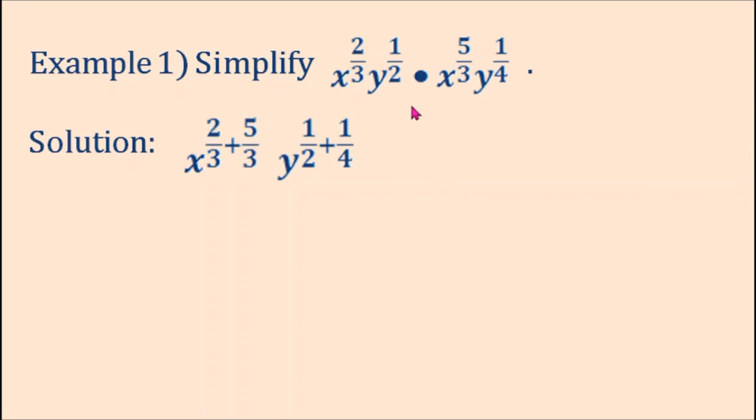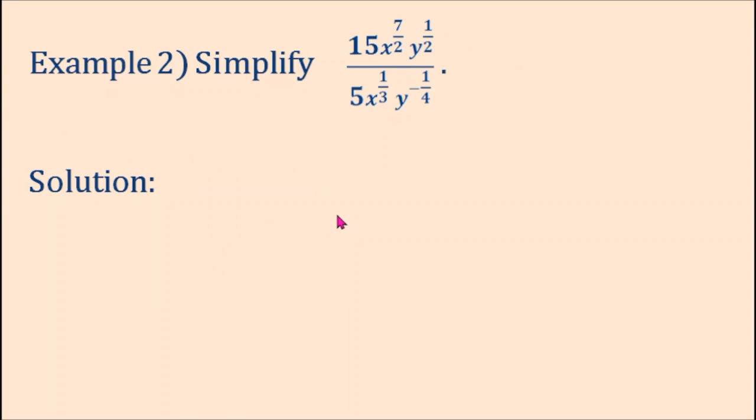And also the exponents of y are 1/2 and 1/4. So we are also going to add 1/2 and 1/4. So 2/3 plus 5/3 equals 7/3. Then 1/2 plus 1/4 equals 3/4.